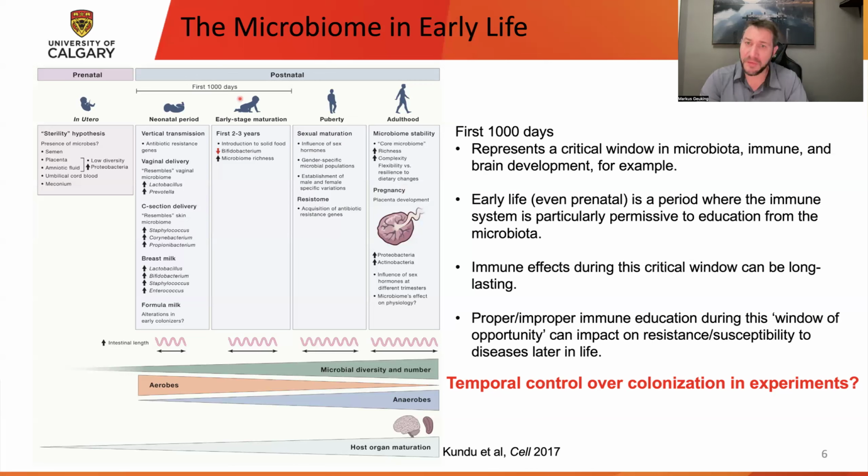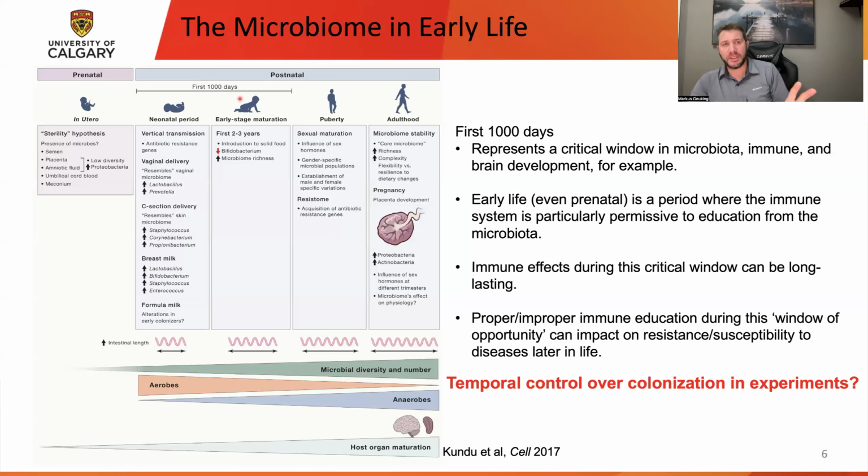So we know that early life, and even prenatal, so that the microbiome of the mom during pregnancy, is really a period where those microbes and metabolites that come from those microbes can influence maturation and regulation of the immune system. And as I said, that is particularly permissive to education from the microbiota during early life. These immune effects or maturational effects in this critical window early in life are often long-lasting, which means that this immune education during this critical window of opportunity can impact resistance or susceptibility to diseases later in life.